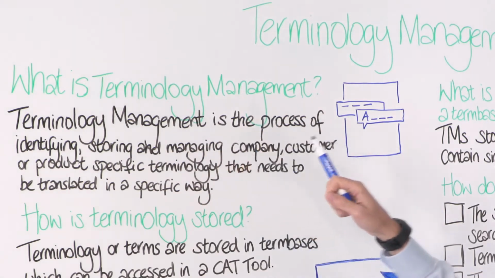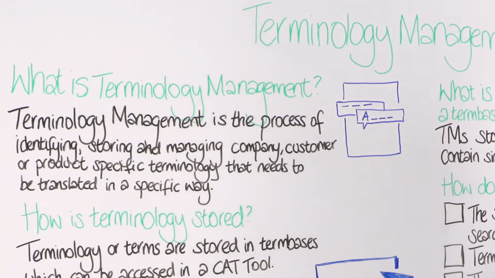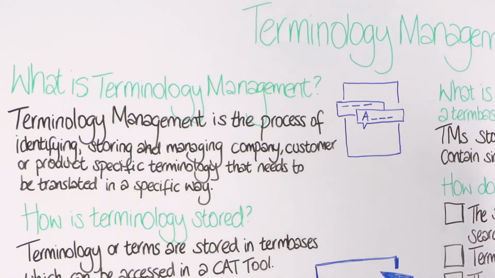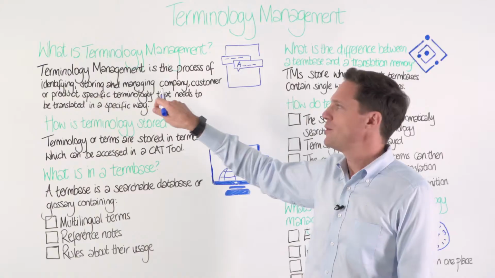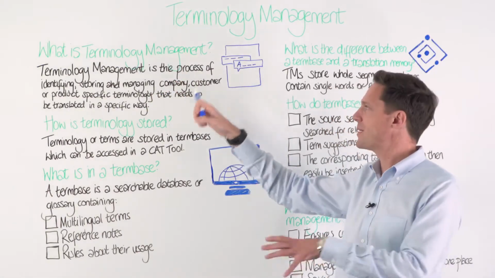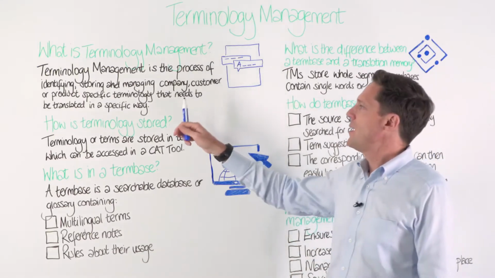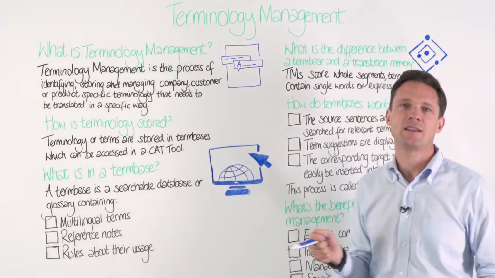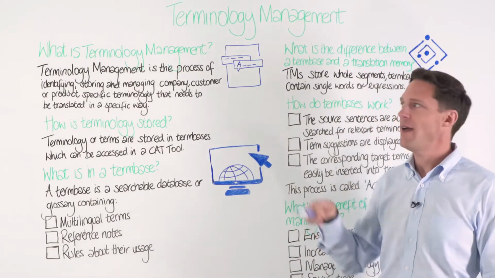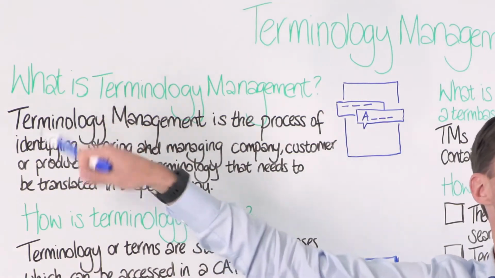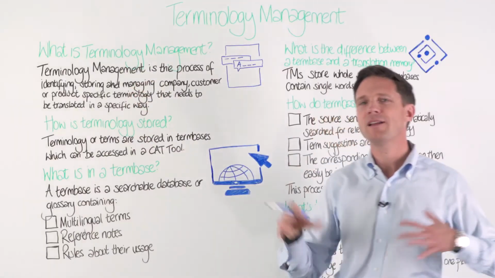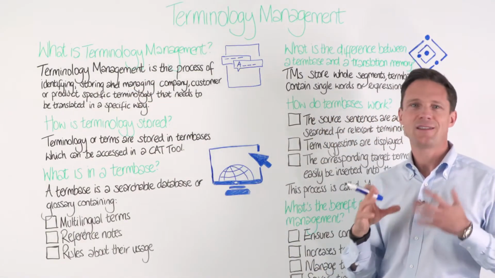Terminology management is the process of identifying, storing and managing companies', customers' or products' terminology, specific to those companies or customers or topic. And the key thing is that that terminology needs to be translated in a specific way. And that's why you need to identify it, figure out which ones are the terms. You need to store it somewhere and you need to manage it, because a term kind of has a life.